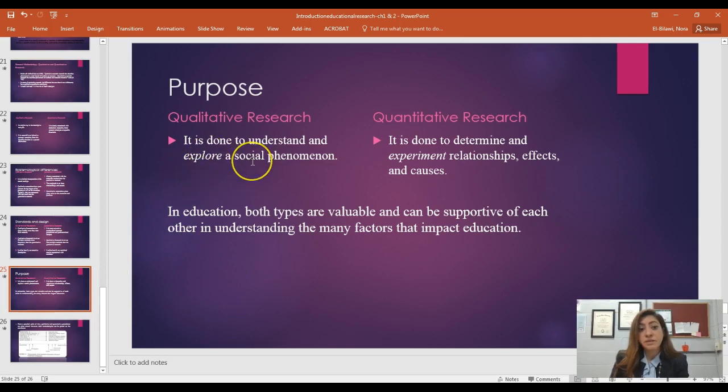In qualitative, it's very important to understand that you are exploring a phenomenon. Something came up and then you're just wondering why or how this is happening, right? But in quantitative, you are determined to experiment. See, the word experiment is more kind of tangible results. You're finding relationships, and these are very important terminologies that you want to keep in mind.